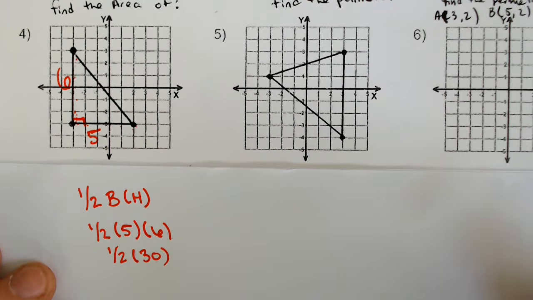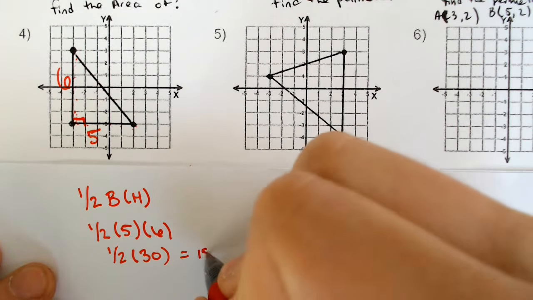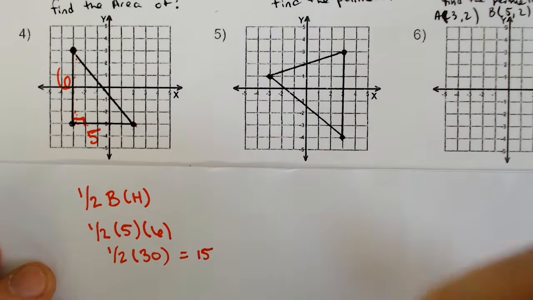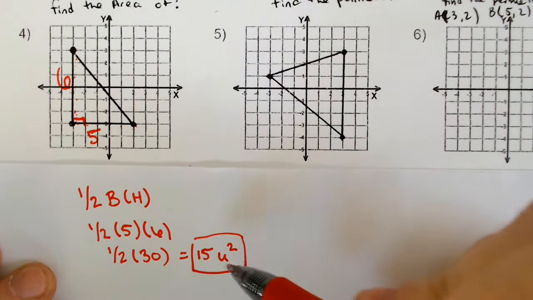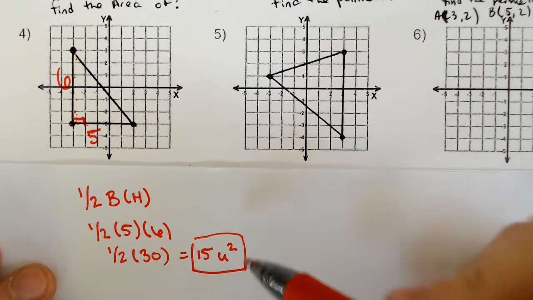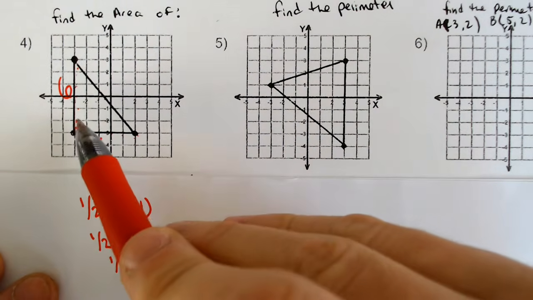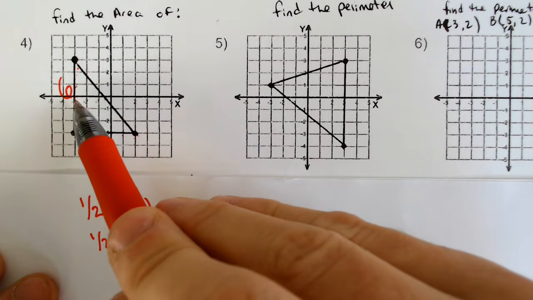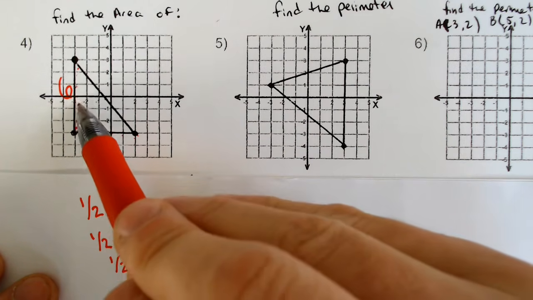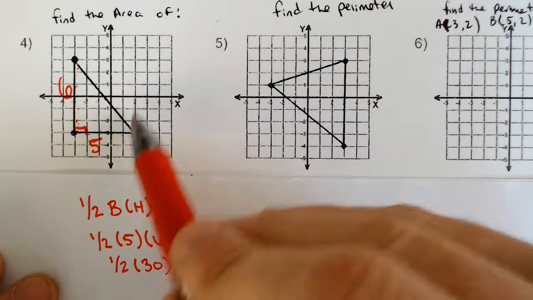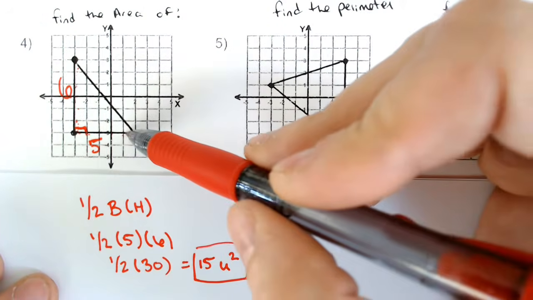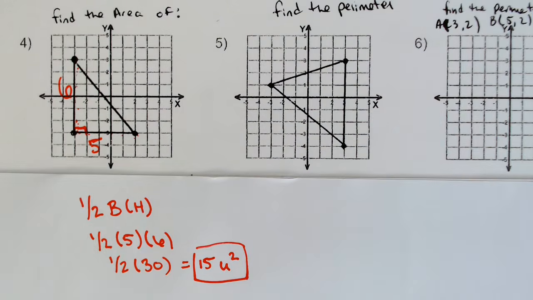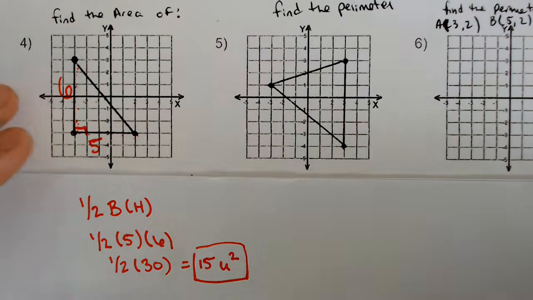which is just half of 30, or 30 divided by 2, and that gets us 15. And it's not going to be 15 units, it's going to be units squared, because area is in units squared, not just units. What that means is if we were to add up every single one of these squares, 1, 2, 3, 4, 5, 6, 7, 8, 9, 10, 11, we would get 15 of them in there. Some of them would be part of a square and another part of a square, but they would all add to equal 15 units squared.